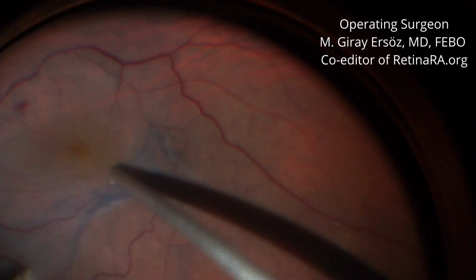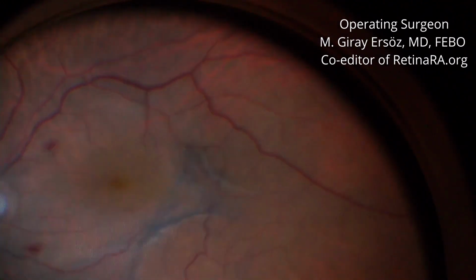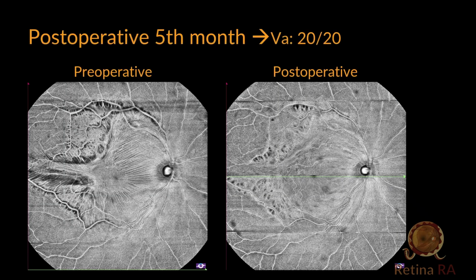And always remember Voltaire's words, "Perfection is the enemy of good." 5 months after surgery, restoration of the foveal depression was observed. Even in the temporal macular region where a portion of the membrane was intentionally left, the retinal architecture showed a significant improvement compared to the pre-operative state. Visual acuity improved to 20/20.